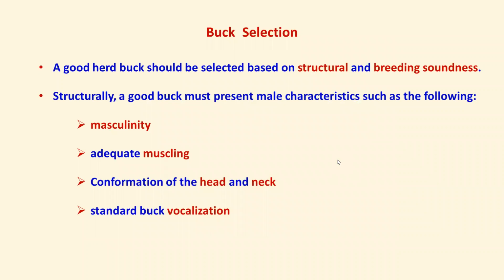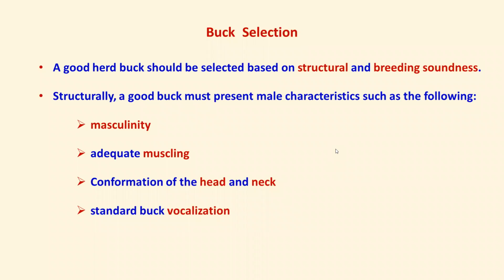One thing you remember, I'm saying buck, but don't forget the ram as well. The same concept applies to the ram as well. The concept applied on the doe is applied on the ewe. For selecting the buck, firstly we'll see the body conformation traits, meaning how is the structure of the body.